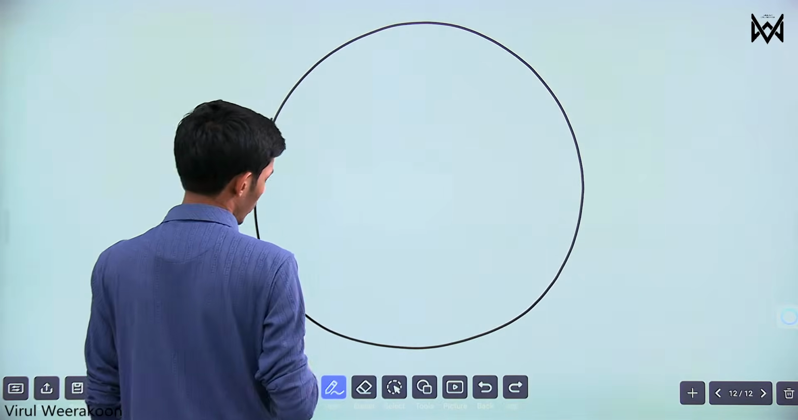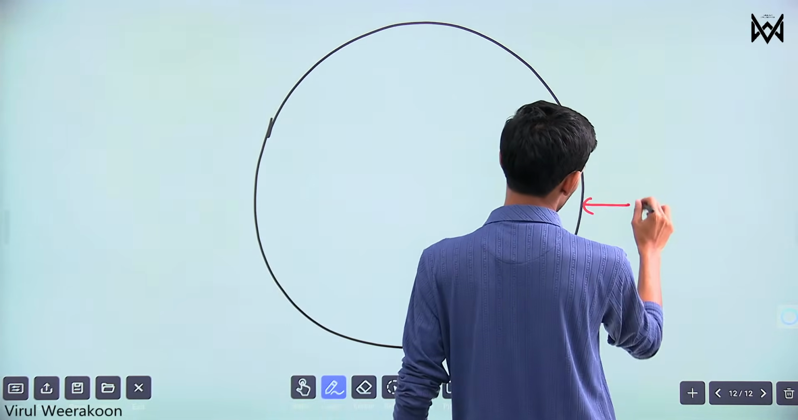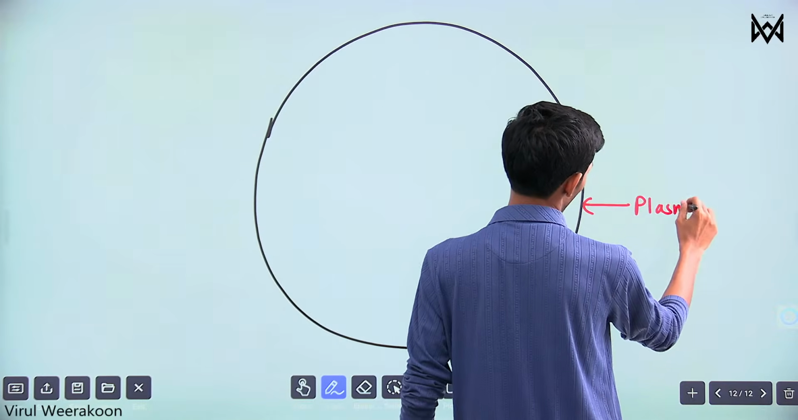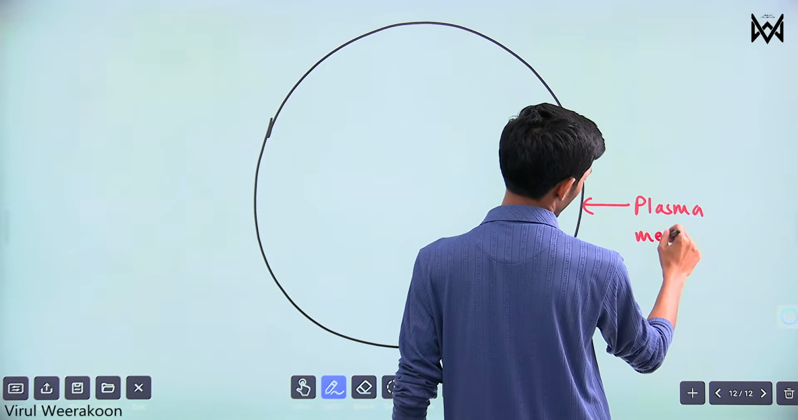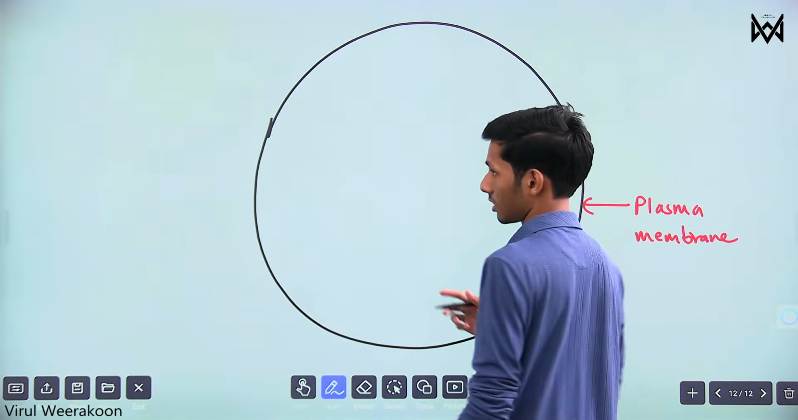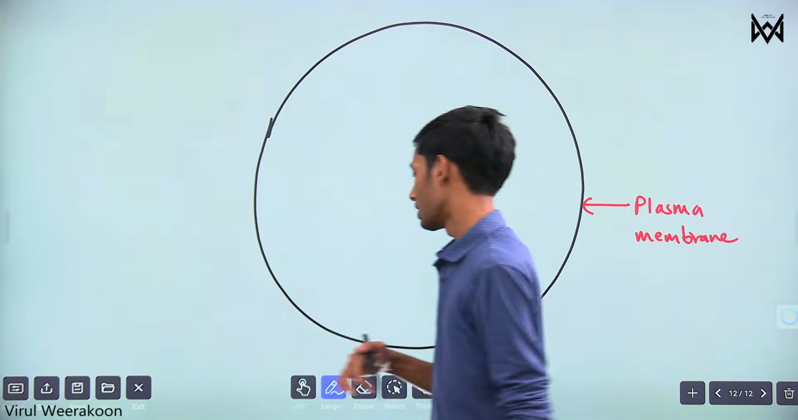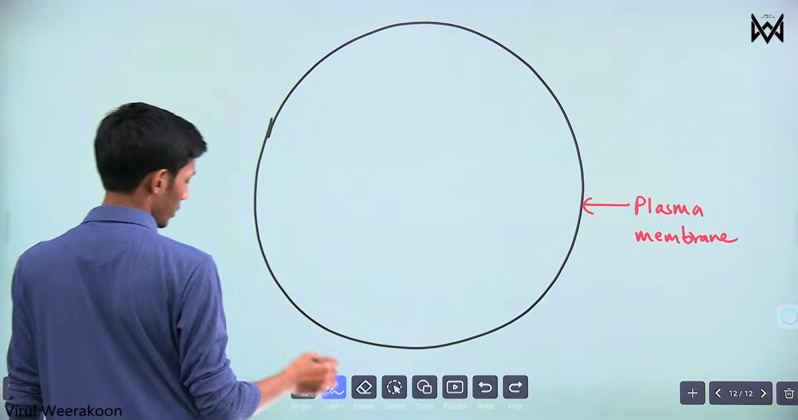Now you can see this is the plasma membrane. Mind you, this is the plasma membrane, the outer covering of the cytosol, outermost in an animal cell, and in a plant cell just interior of the cell wall.